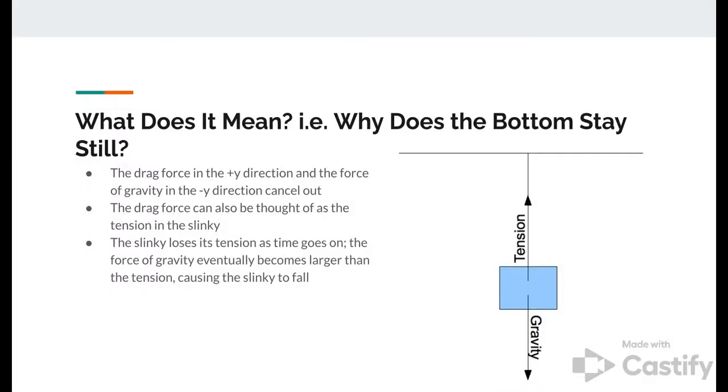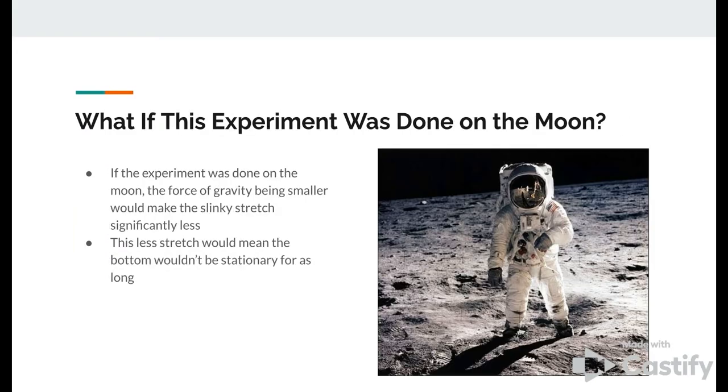So why does the bottom stay still? The drag force in the positive y direction and the force of gravity in the negative y direction cancel out. The drag force can also be thought of as the force of tension within the Slinky. The Slinky loses its tension as time goes on, and the force of gravity eventually becomes larger than the tension, causing the Slinky to fall.